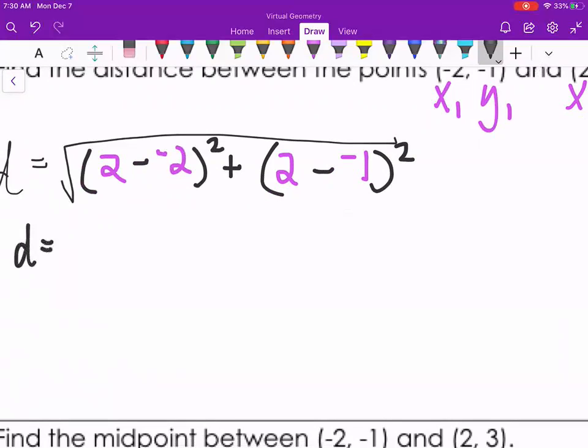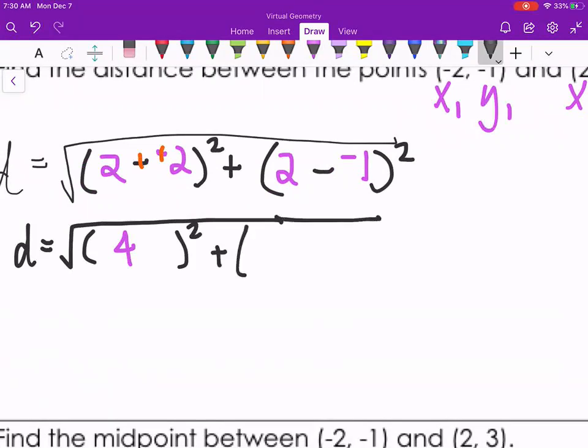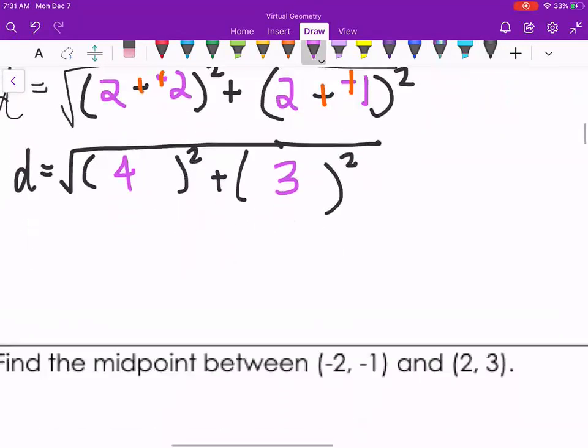All right, so my distance equals the square root of, now remember, 2 minus negative is the same as a plus. So in our first set of parentheses, we really have 2 plus 2, which is a 4. And then we will square that and do the same thing to the second group, and then we'll add them together. So again, 2 minus -1 is the same thing as an addition, a plus. So 2 plus 1 is 3, and we're going to square it. So let's keep going.